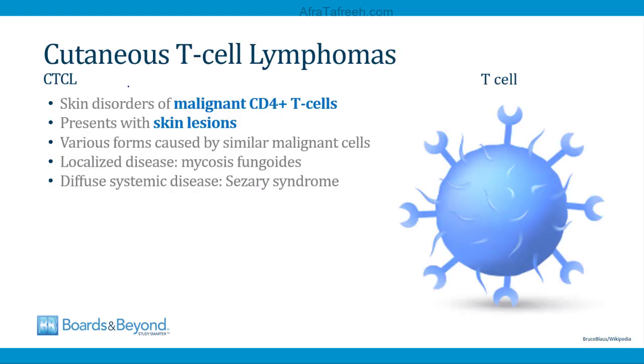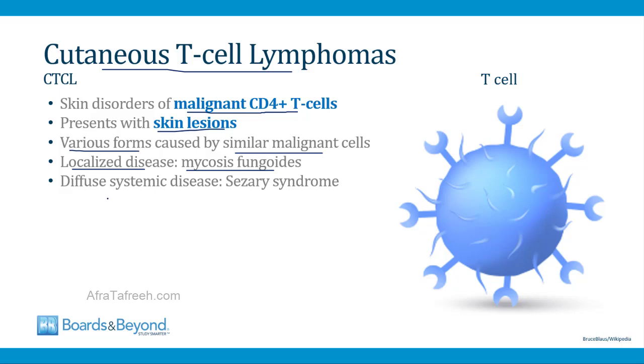I'll finish this video by talking about the cutaneous T-cell lymphomas. This refers to a number of disorders that involve malignant CD4 positive T cells. And these disorders present with skin lesions. As I said earlier, many T-cell malignancies involve the skin. There are various forms of cutaneous T-cell lymphomas caused by similar malignant cells. One of the more common forms is a localized skin disease called mycosis fungoides, but less commonly patients can develop a diffuse systemic disease involving malignant CD4 positive T cells, and this is called Sézary syndrome.